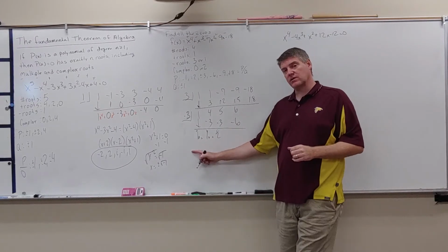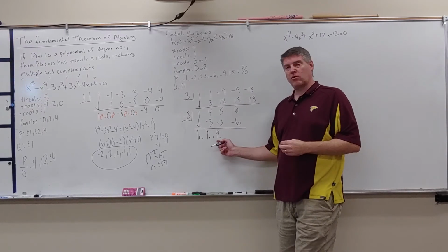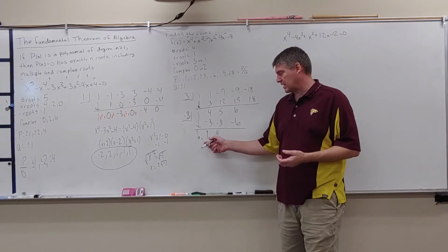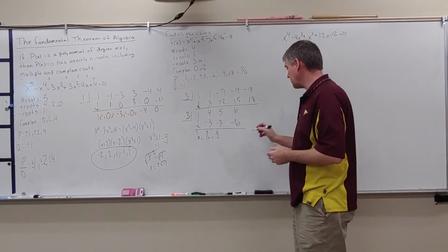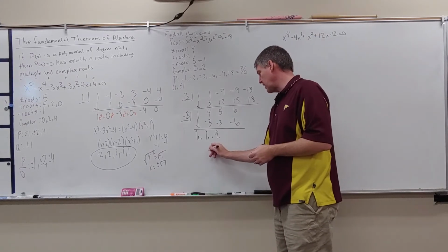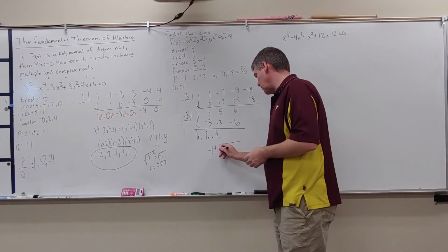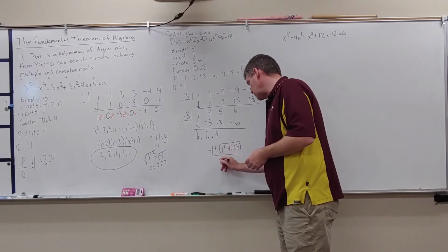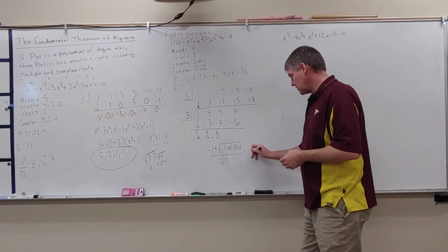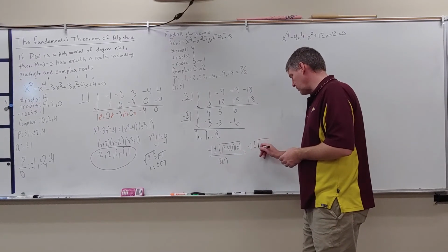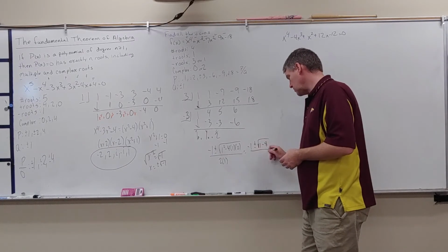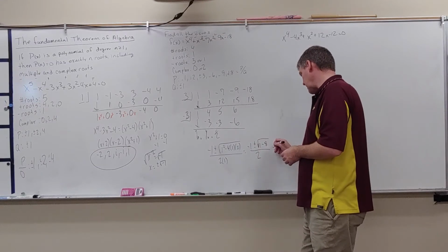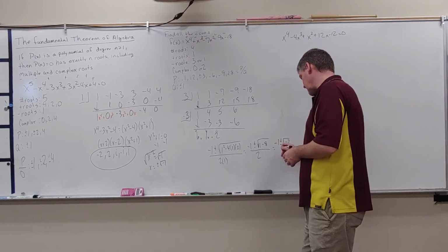This does not factor because there is no way to have the factors of 2 add to get me 1. Okay? I can only subtract to get them. So if I come over here, I go negative 1 plus or minus the square root of 1 squared minus 4 times 1 times 2, all over 2 times 1. So that gives me negative 1 plus or minus the square root of 1 minus 8 over 2, which now I have negative 1 plus or minus the square root of negative 7 over 2.